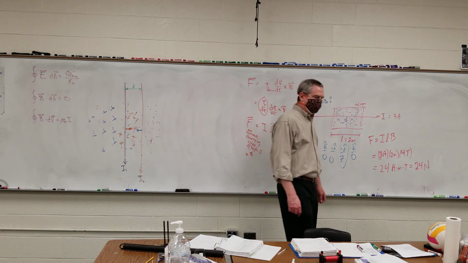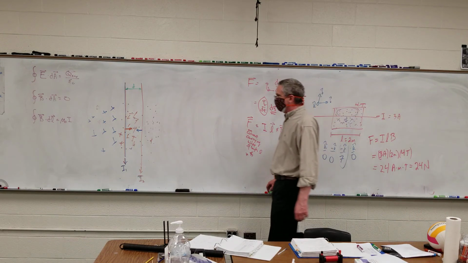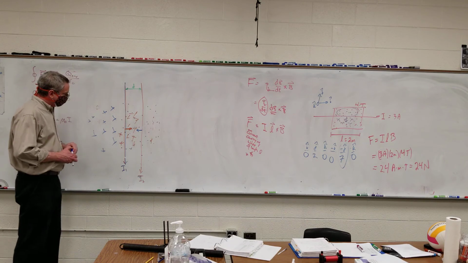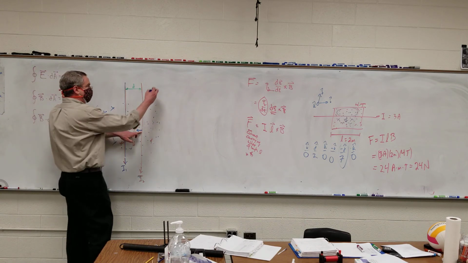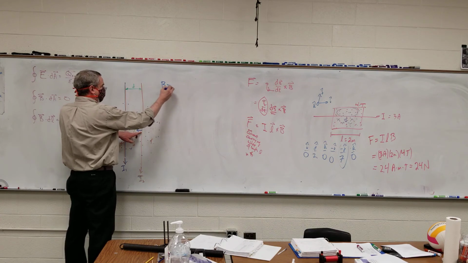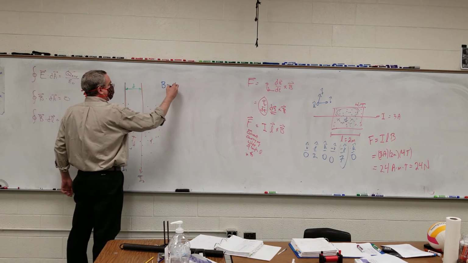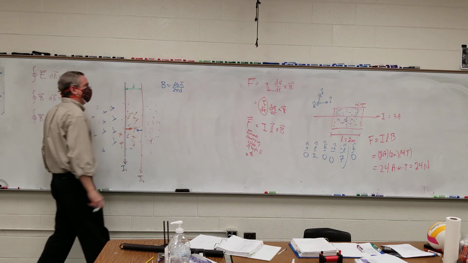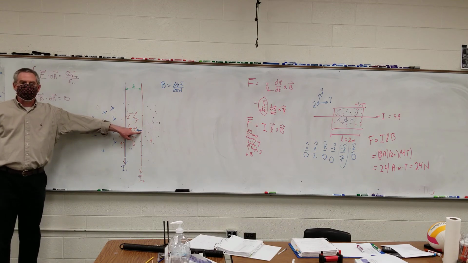Now, no class is complete. No life is complete without the math. So let's do some math here. So my strength of my magnetic field here, let's assume infinitely long wires for right now. So B is equal to mu naught I over 2 pi d. That's the strength of the magnetic field at this point right here from wire 1.